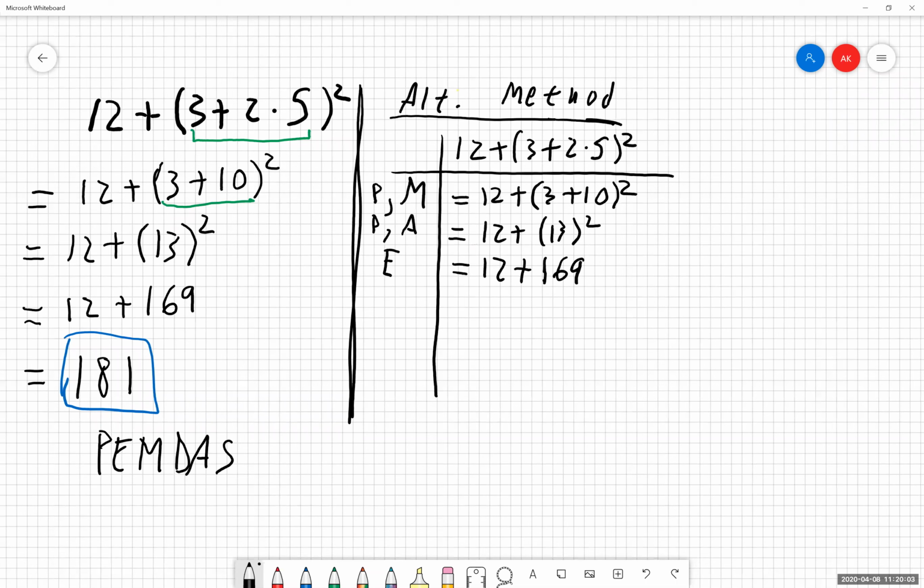Okay, well, I've got my exponents done. Do I have any multiplication or division that's showing up? No. Okay, so I'm done there. Do I have any addition, subtraction showing up? Yes, I do. So I'm just going to list addition, and I'm going to add these things together. Get 181. I cannot do anything else. So I have a fully simplified problem right there.